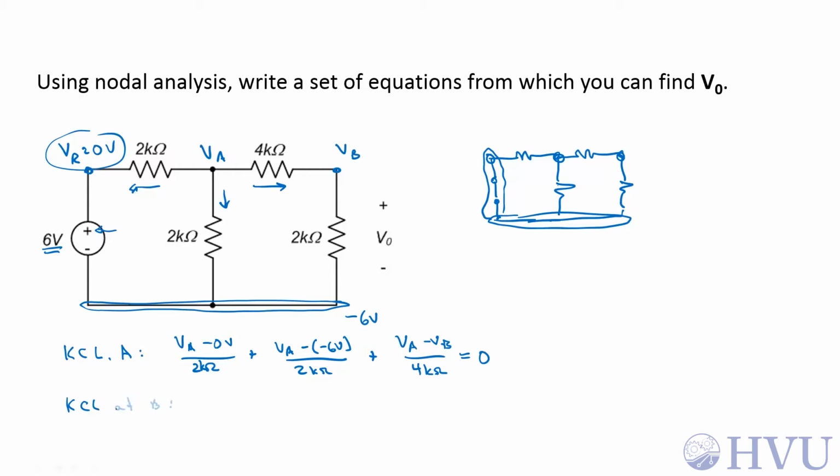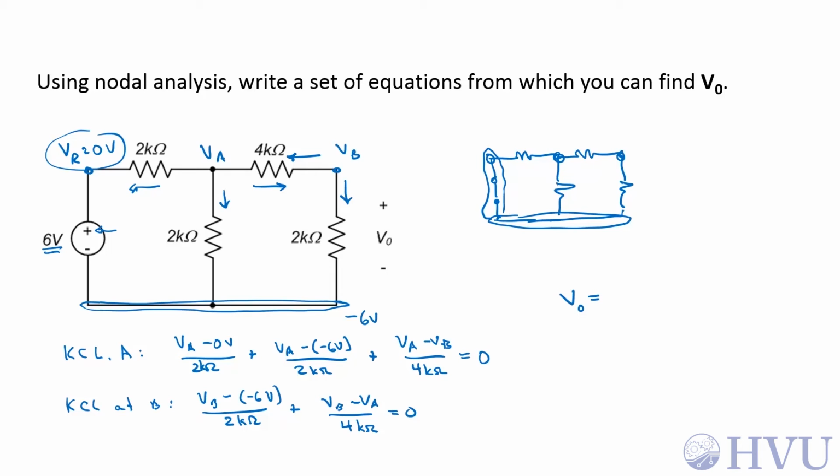KCL at B: this current is VB minus a minus 6 volts over 2 kiloohms, plus this current would be VB minus VA over 4 kiloohms, is equal to 0. That's two equations and two unknowns. I can solve for VA and VB.